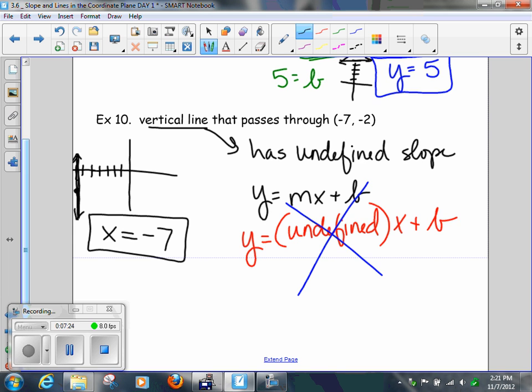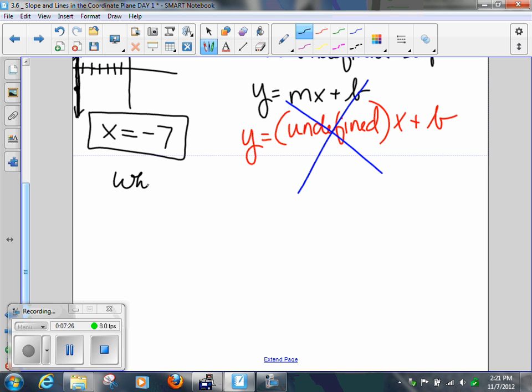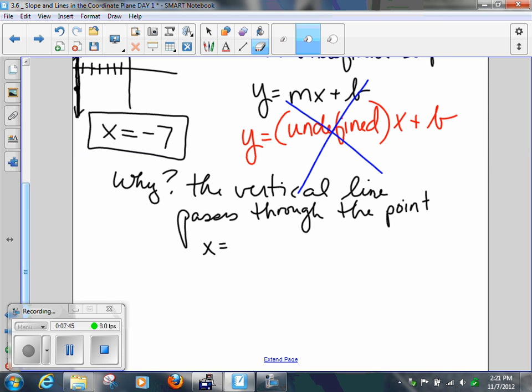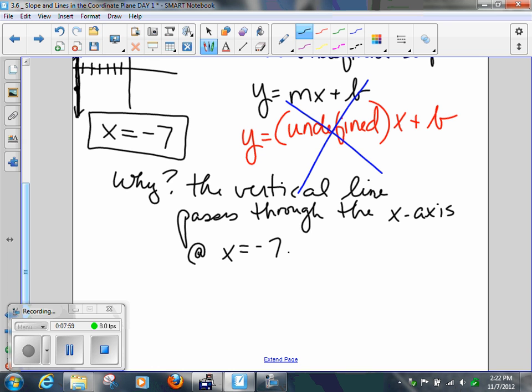And if you need to put an explanation, put the vertical line passes through the point. It doesn't cross the point. It passes through the x-axis at x equals -7. That's how we get that equation.